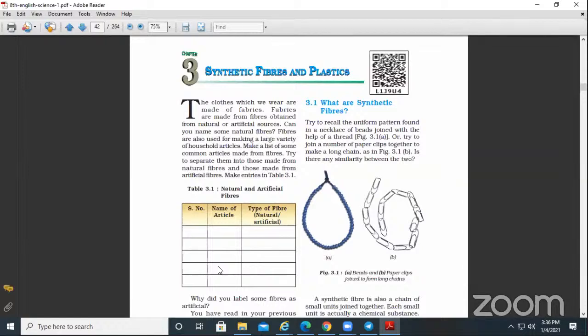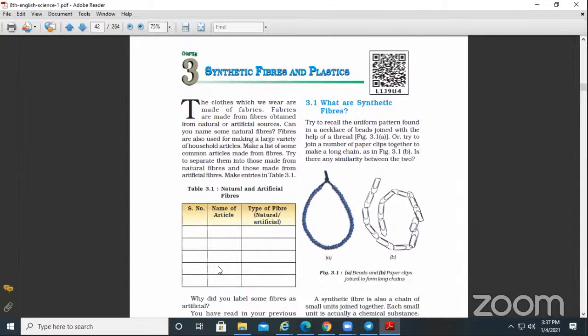What are the two sources? Already I have explained from the plant: cotton and jute. When we come to the animal, one is silk, another one is woolen. Silk we will get from the silkworm. When we come to the woolen cloths, now in winter season we are using woolen. We get the woolen from animals.